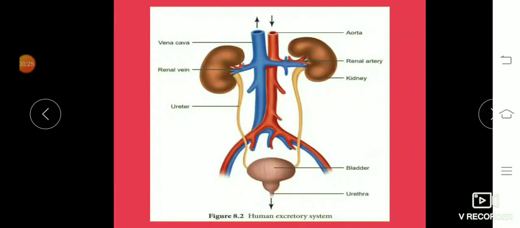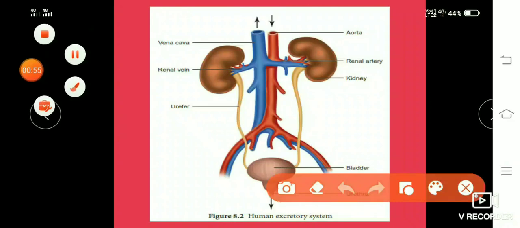So from the aorta, the oxygenated blood enters into the kidney through renal artery. Now this oxygenated blood contains the nitrogenous waste, and this nitrogenous waste is filtered by small microscopic units present inside the kidney. The small microscopic units are called nephrons.